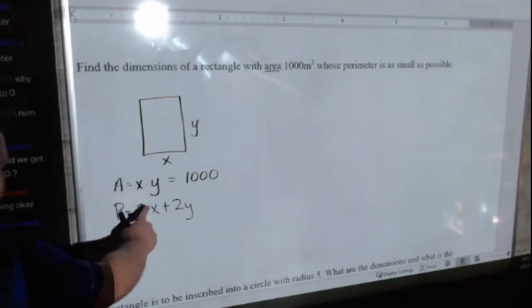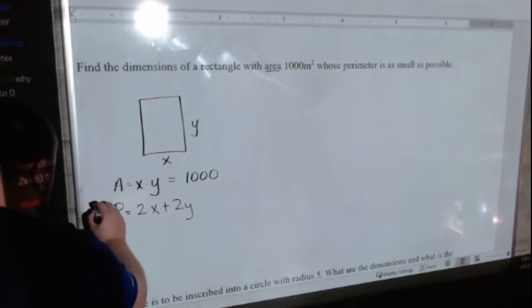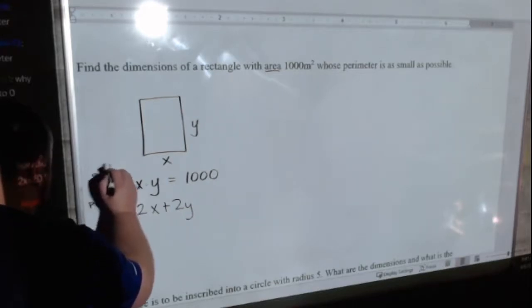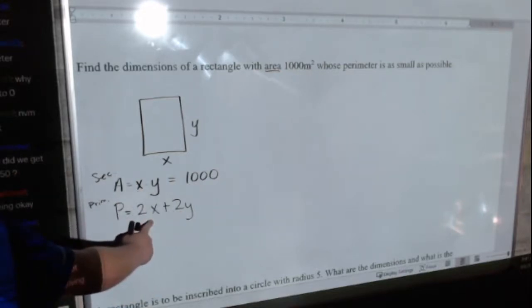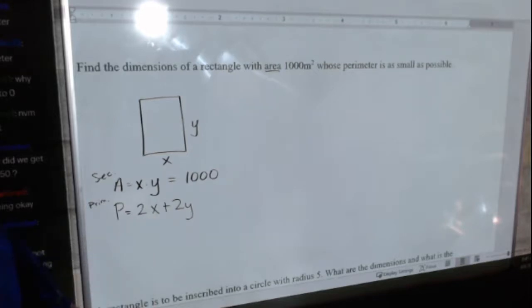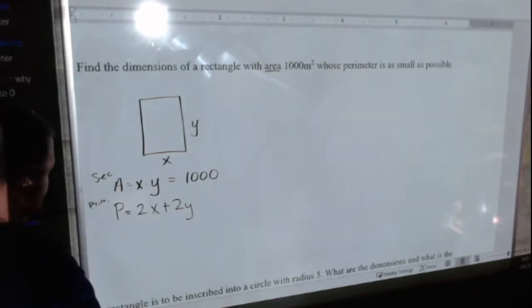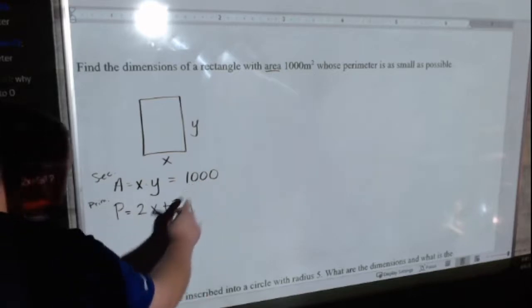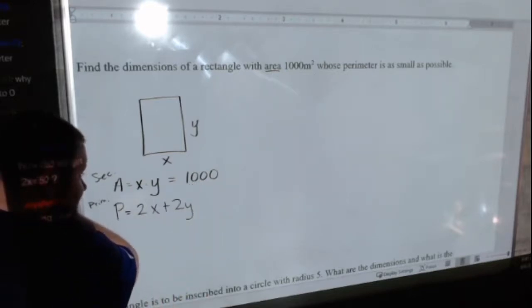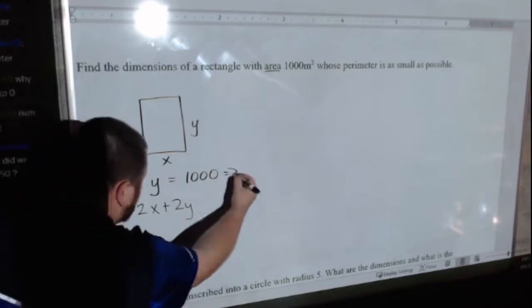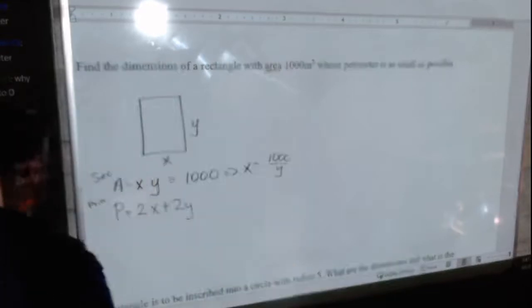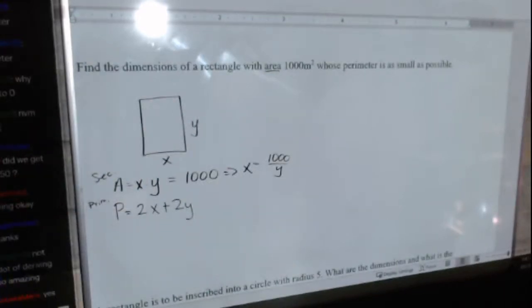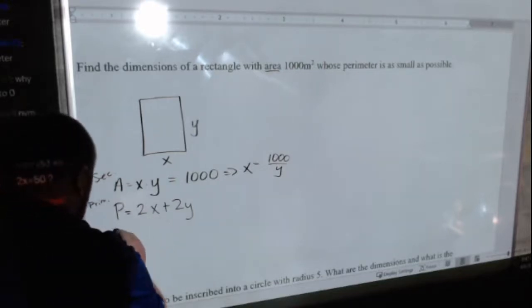So again, this one here is my primary, and this is my secondary. I need to solve this one for one of the variables, plug into this one, take the derivative, set it to 0, and solve. So this first one, I'm going to solve for x this time. So x equals 1,000 over y. I'm going to take that and plug it in right here.